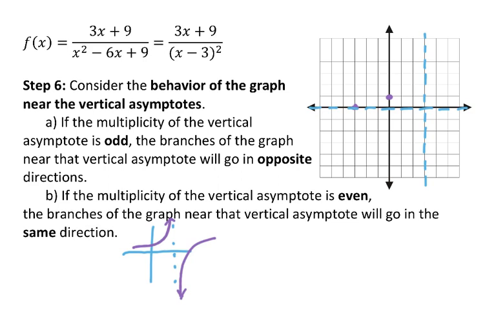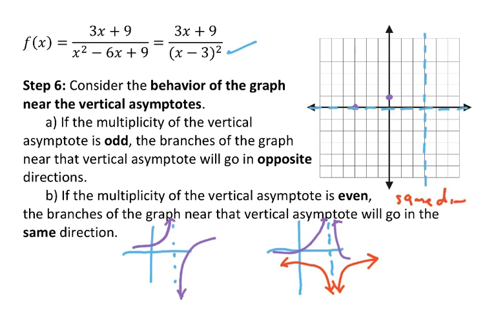This is what I mean by the branches go in opposite directions. If the multiplicity of the vertical asymptote is even, and that's what I have going on right here, then the branches of the graph near the vertical asymptote will go in the same direction. Now that would be either that both branches take off towards positive infinity, or both branches take off towards negative infinity. Which is which will depend on a more careful look at the graph. But we at least know that in our case, the branches of the graph will go in the same direction. So we'll see what that means.